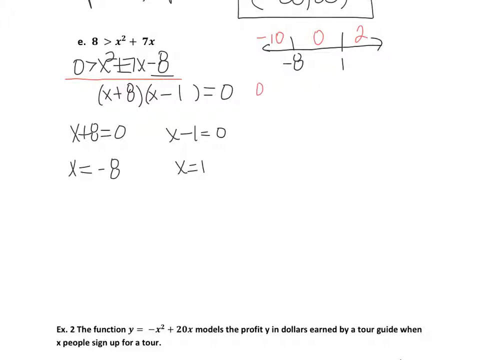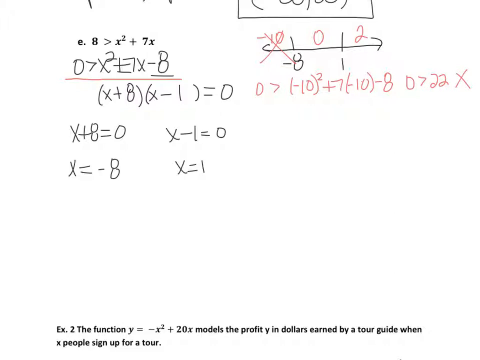So 0 is greater than negative 10 squared plus 7 times negative 10 minus 8. So when you plug all of that in, you get 0 is greater than 22. Is 0 greater than 22? It is not. That is not a true statement. I'm going to come over here and cross that interval off. It's not a part of my solution.